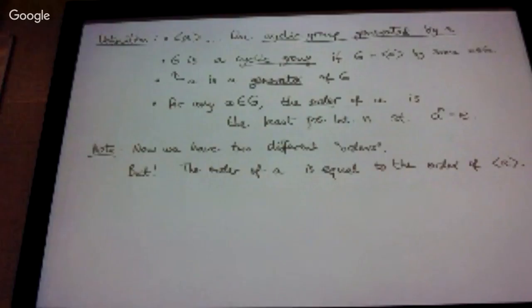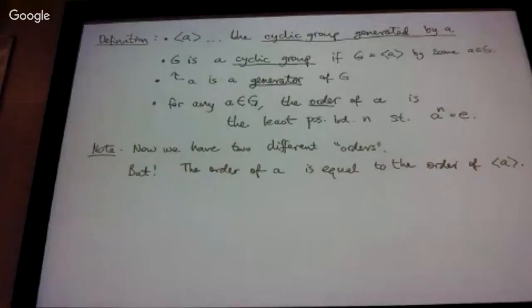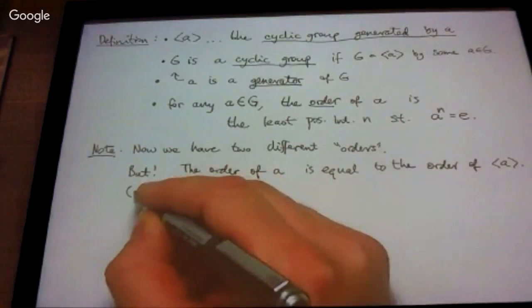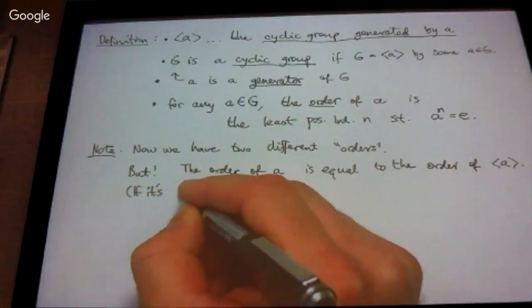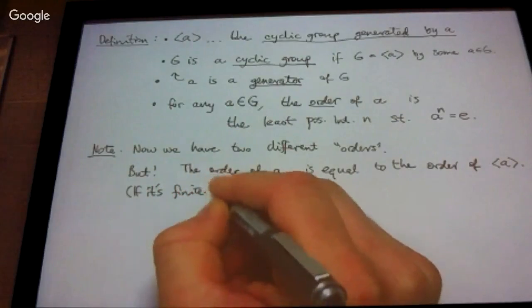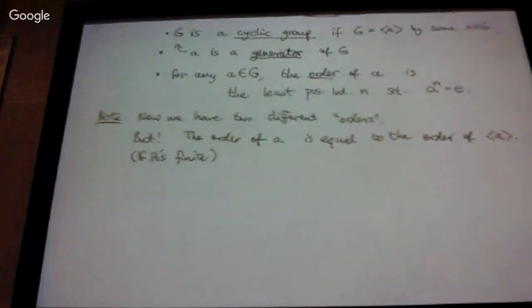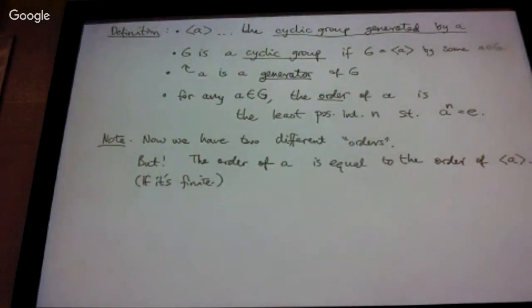If it's any one, it's the same. So if it's a generator, then the order of it is equal to the order of the whole group, if it's finite. Sometimes it's not finite, so there's no order. If you take 1 in the integers and you keep repeating it, you don't ever get back to the identity. You get 1, 2, 3, 4, 5, 6, forever, and you never get back to 0. So it doesn't have an order.